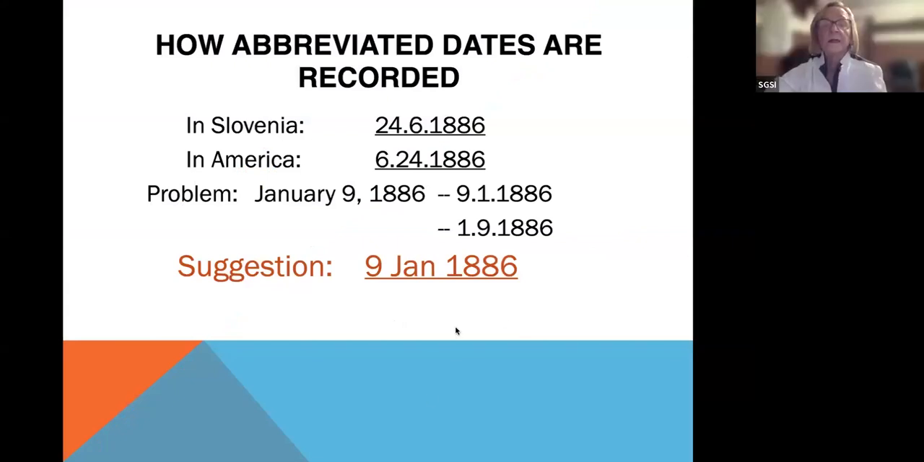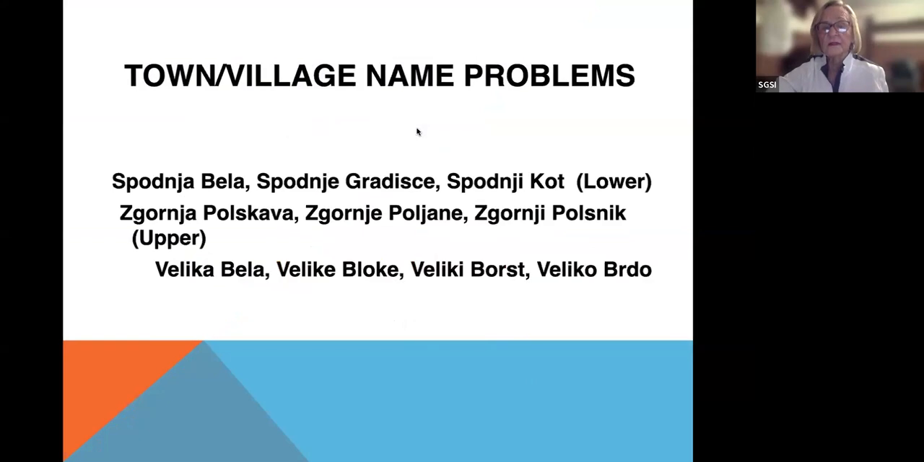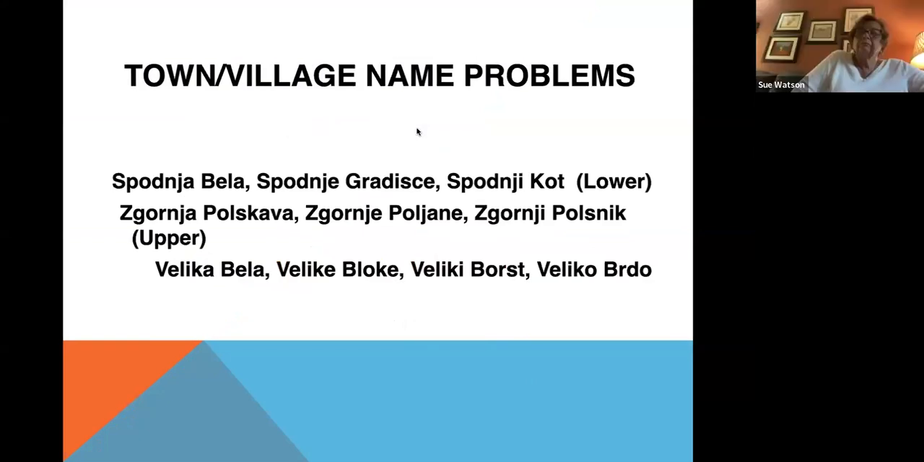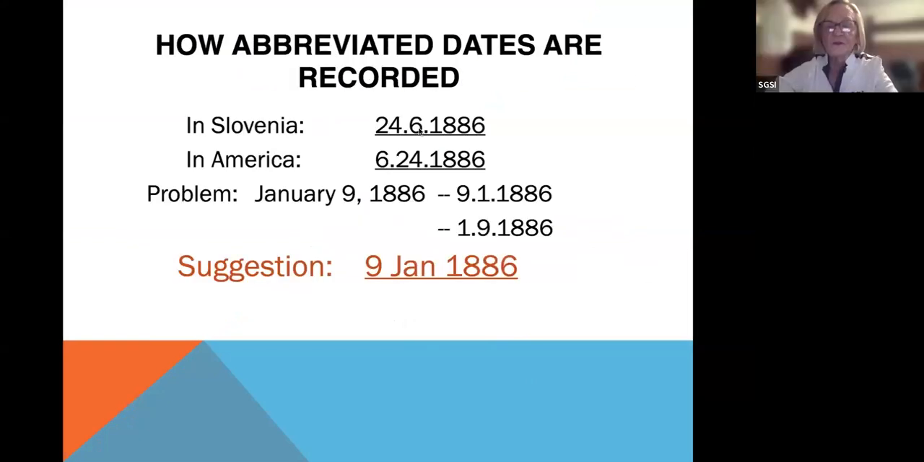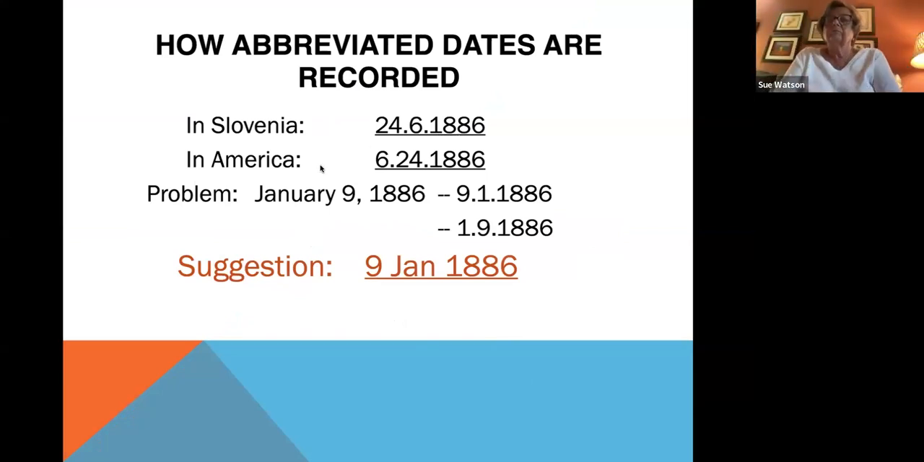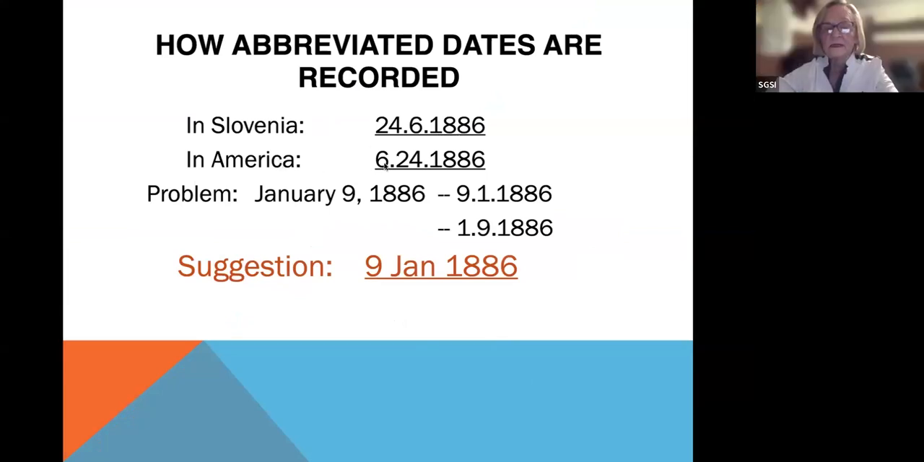Okay. Now, another thing too, and I don't think we've talked about this, is how abbreviated dates are recorded. In genealogy, you're going to have to be recording a lot of dates. When you're reading dates in Slovenia or in Slovenian, the day comes first, the 24th of June, 1886. In America, we say June 24th, 1886.